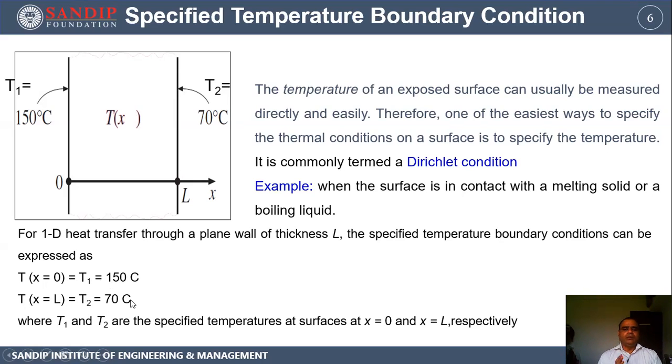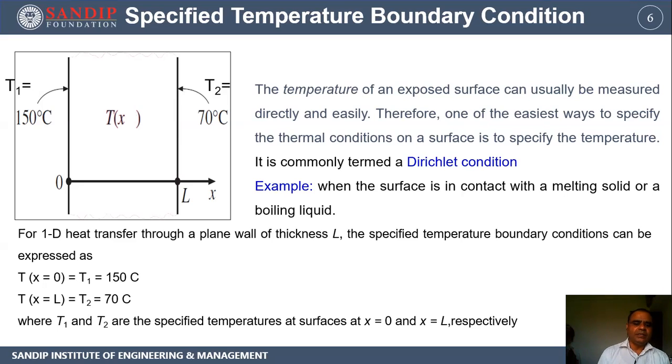Now you can recall the temperature distribution equation, in which T was equal to C1x plus C2. So you can put the values of this first boundary condition into that equation, and you will get one equation in which C1 and C2 are present. Then you can apply the second boundary condition, and you will get another equation in which C1 and C2 are present. And you can solve these two equations for the two unknowns C1 and C2.